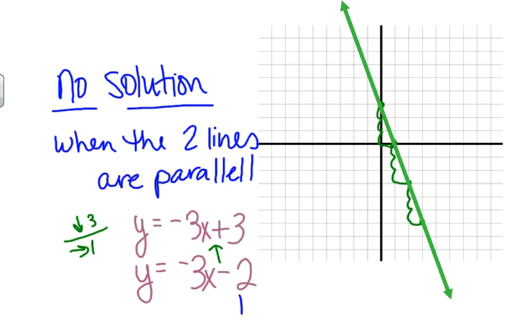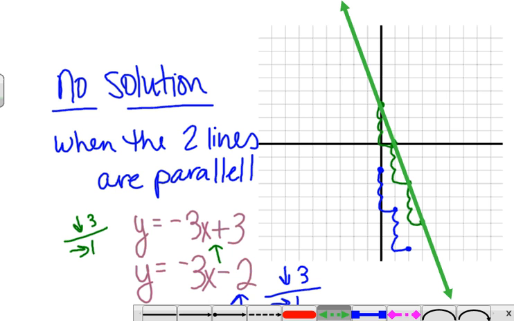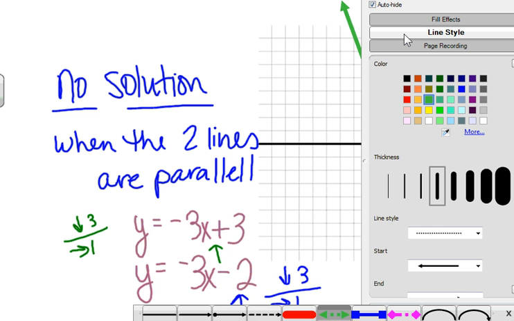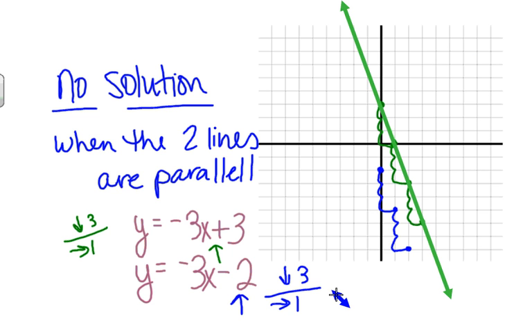And then in blue, we have a y-intercept of negative 2. But we have the same slope of negative 3, which means we go down 3 and positive 1. So 1, 2, 3 over 1, and again. Again, connect a nice line. Let's make it blue so it matches the color of ink so you don't get confused. And let me line that up and make it pretty for you.